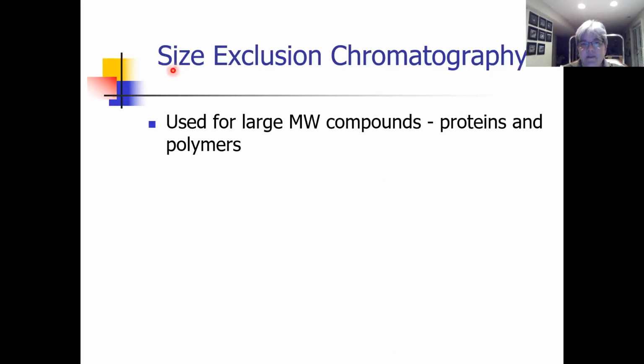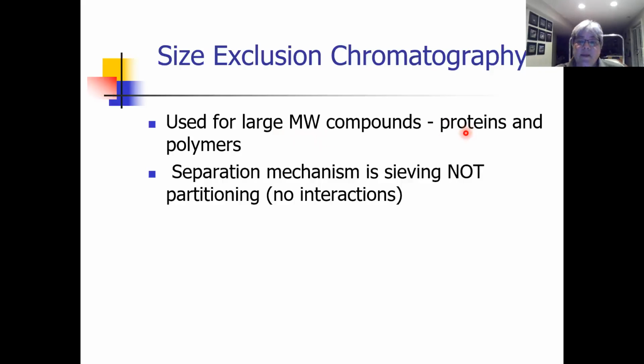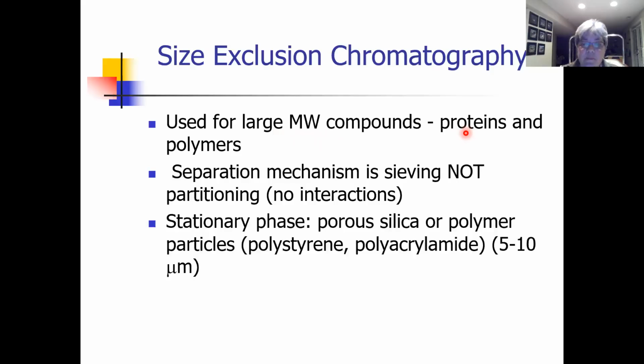All right, next one, size exclusion chromatography. So the name tells size. This is used for large molecular weights, big molecules like proteins and polymers. Now here, your separation is not interaction. There is no partitioning. It is actually sieving. We're separating things based on size.